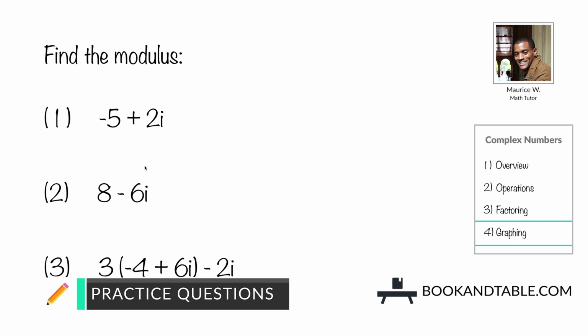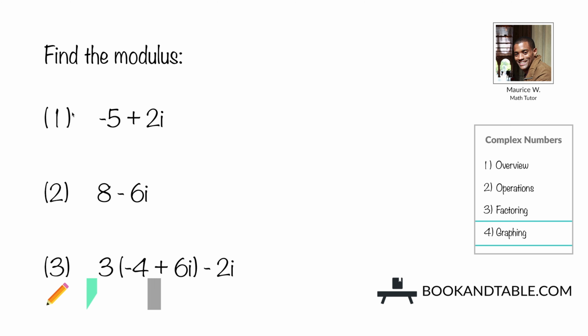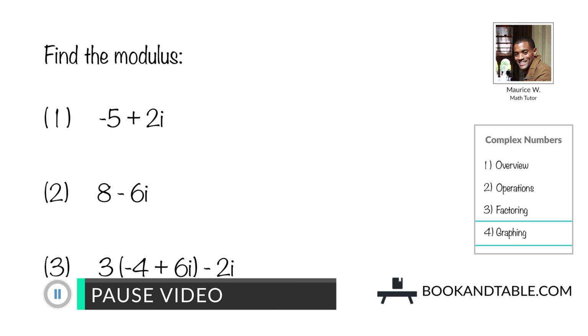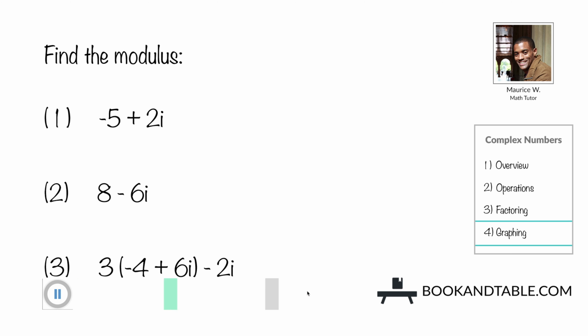Let's have you try a few practice questions. Question number 1. Find the modulus of -5 plus 2i. Question number 2. Find the modulus of 8 minus 6i. And question number 3. Find the modulus of 3 times (-4 plus 6i) minus 2i. Pause the video, answer these questions, and then press play when you are ready to begin.